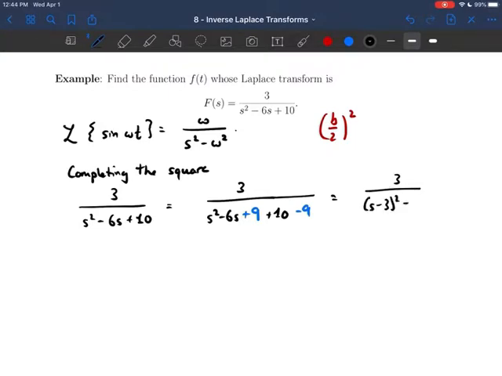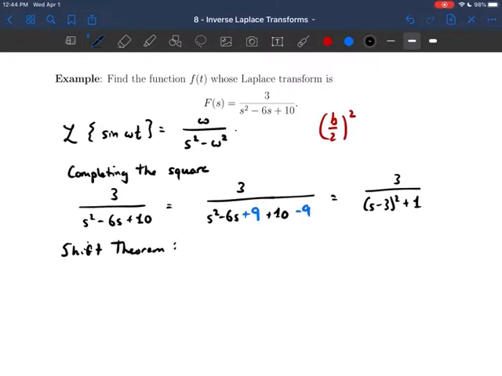And once we've done that, now we can rewrite this as 3 over (s minus 3) squared plus 1. Now, this looks pretty similar to this formula, but not quite. We have s minus 3 instead of s. How are we going to deal with that? Well, then we have to recall another one of the rules that we have, one of the shift theorems.